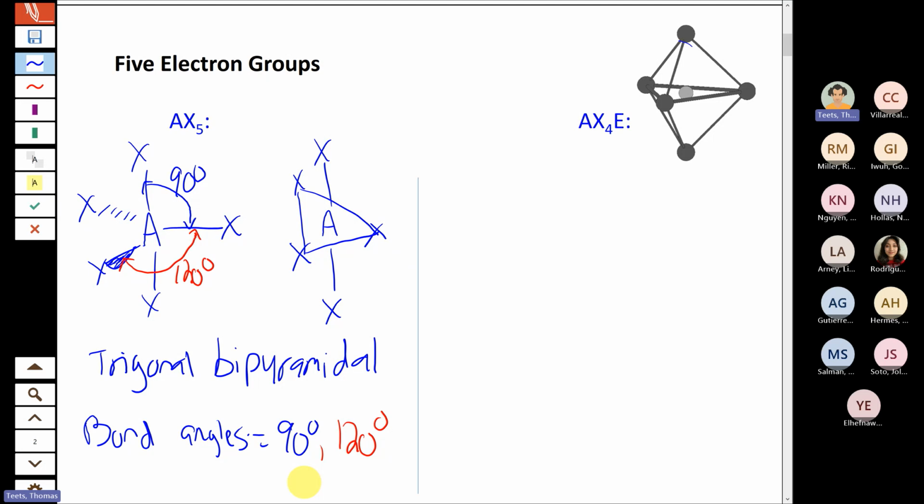So it's pretty straightforward to draw in that orientation. What you have, again, is a trigonal bipyramidal arrangement. So you have a triangle and then one above and one below. And we said the lone pair goes on one of the triangular positions there.